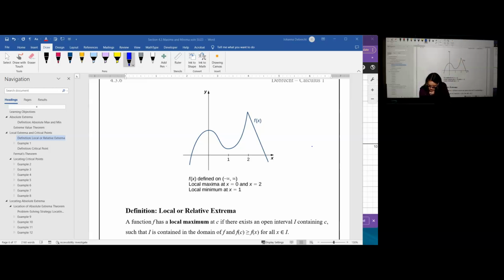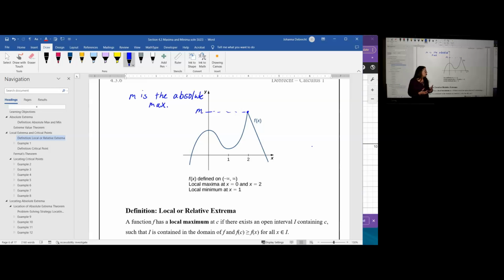Let's mark that down. This y value here, let's call it, what should we call it? M. M is the absolute maximum, or absolute max for short. Do we have an absolute minimum?